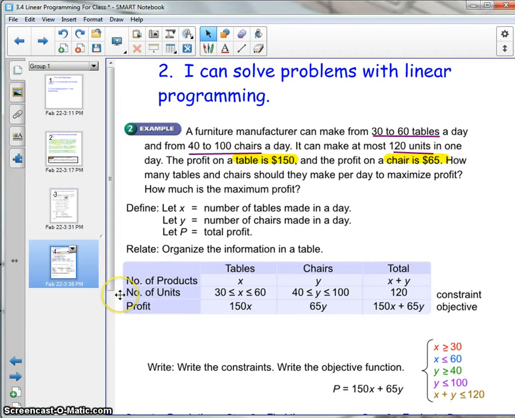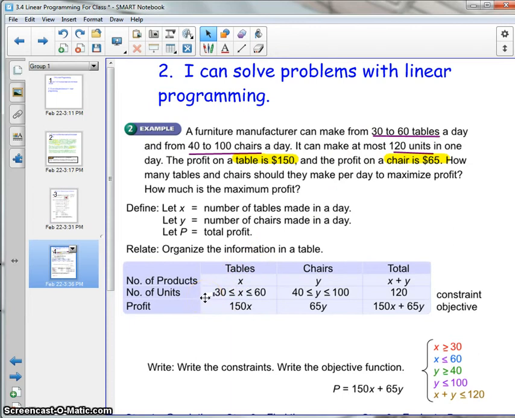Then we're going to look at the number of units. And this is where we go back to what I underlined here in purple. So the manufacturer can make 30 to 60 tables in a day. So we write that as an inequality.